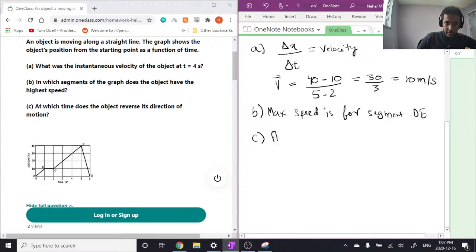So at t equals 5 seconds, we reversed our direction.